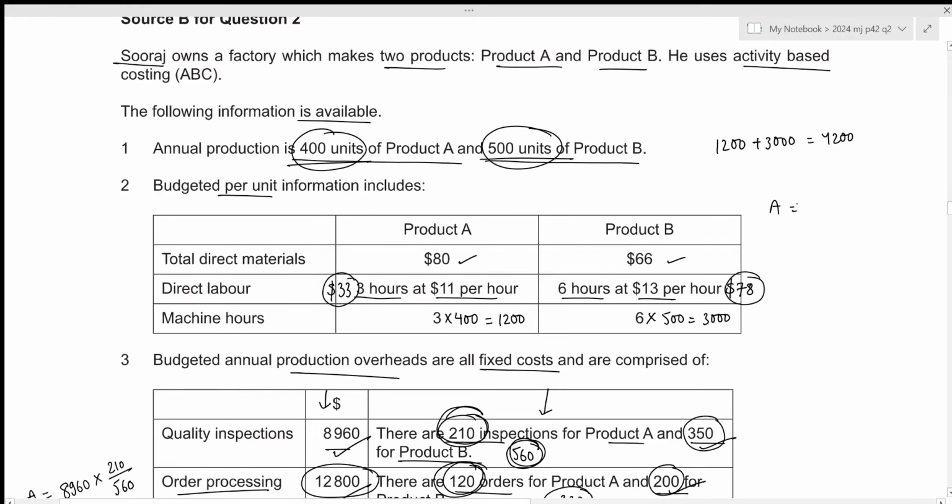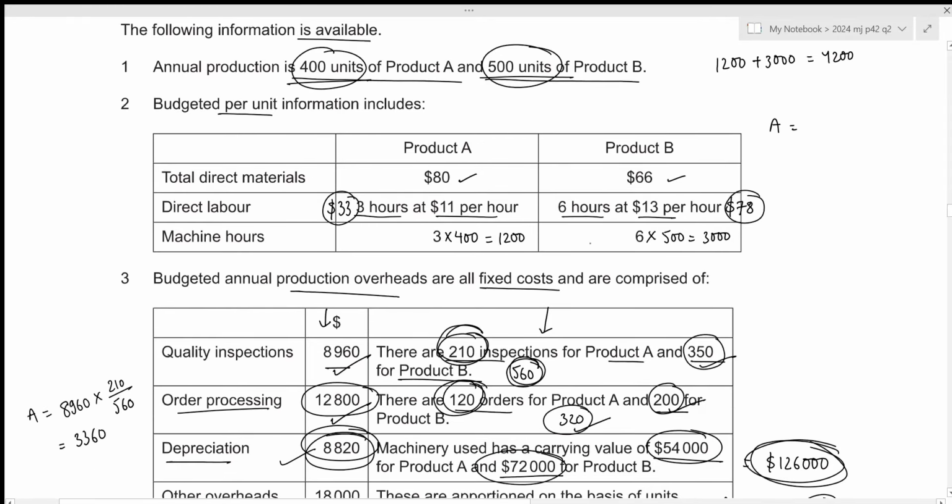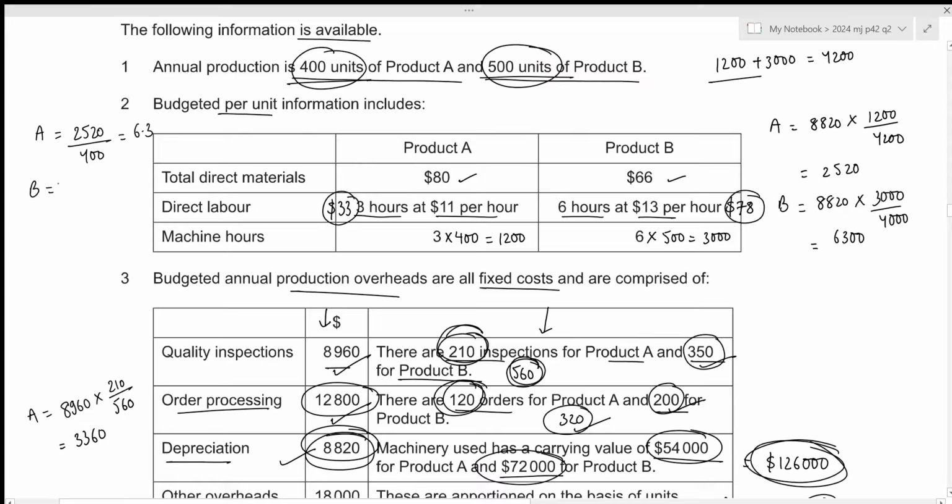Now for A, let's divide the depreciation. We start with 8820 and 1200 out of 4200 belongs to A. So 1200 by 4200. This results in 2520. We repeat the same process for B. So 8820 times 3000 divided by 4200, which results in the value of 6300. Now we need the per unit value. So for A, that will be 2520 divided by 400, which results in 6.3. And for B, that will be 6300 divided by 500 units, which results in the value of 12.6.